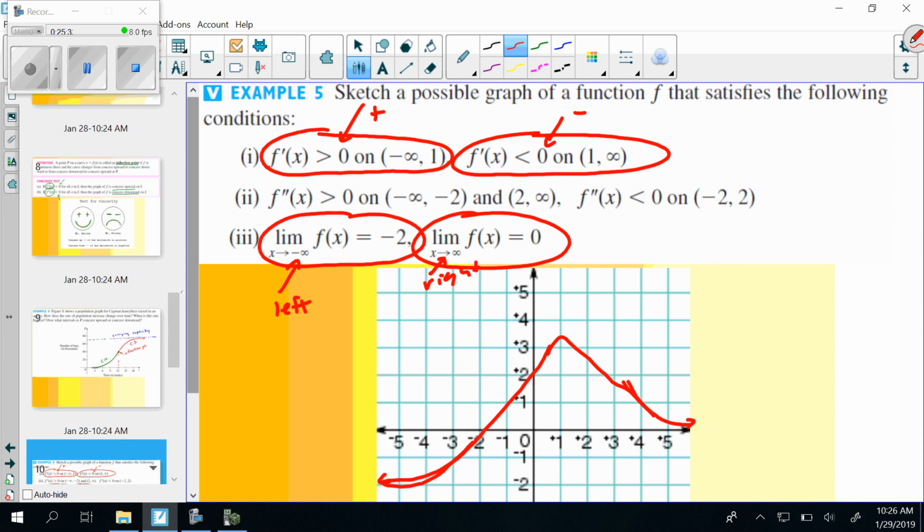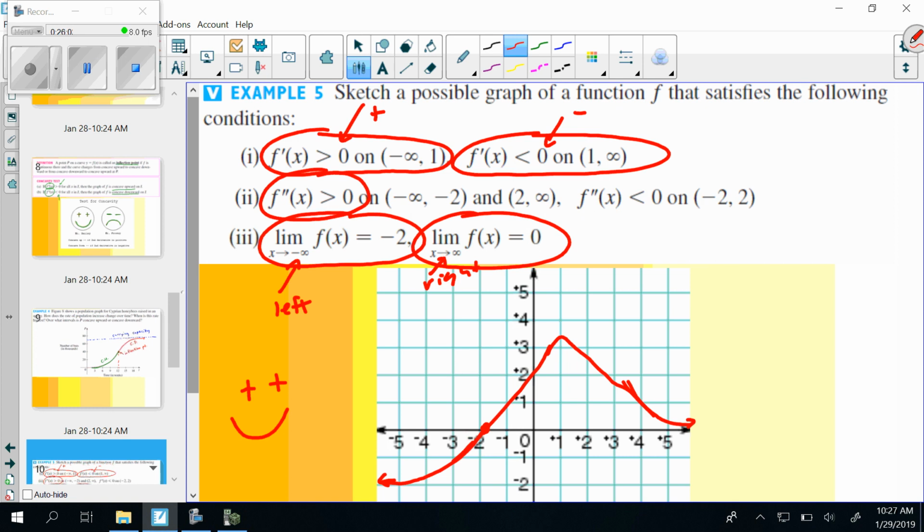Now the next stuff is dealing with the second derivative. So now this is starting to talk about the curvature. The second derivative is greater than 0 from negative infinity to negative 2. Greater than 0 is positive. So a positive value, using our Mr. Smiley here, we should have concave up. So from negative infinity to negative 2, it should be concave up. And I think we already have that curvature here. So it's concave up to right here.